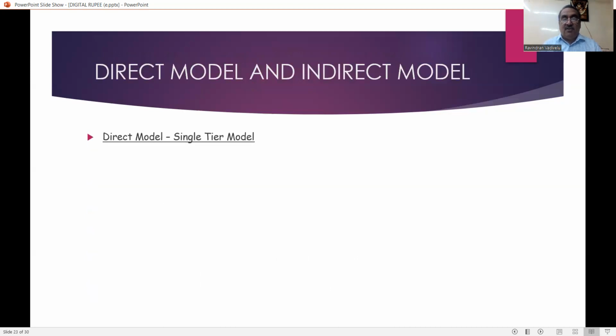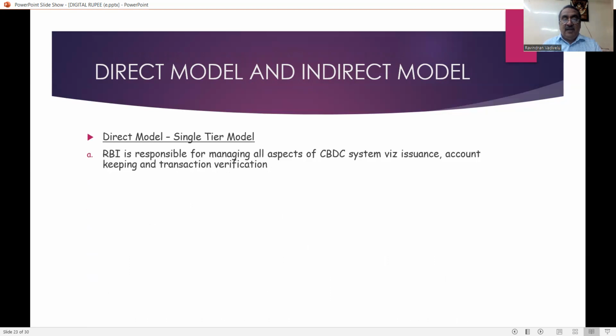What's a direct model? It is called a single-tier model. Here, RBI is responsible for managing all the aspects of the CBDC system, that is issuance, account keeping, and transaction verification. Suppose in wholesale, everything is being controlled by RBI. So it is issuance, account keeping, and everything. Transaction verification should be the responsibility of the RBI.